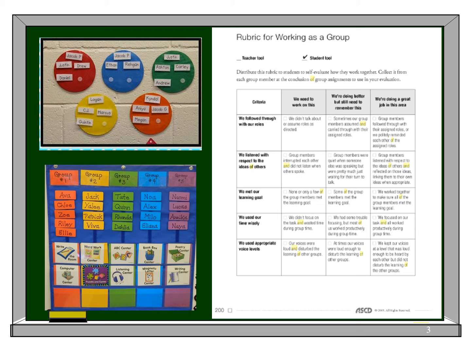In the distinguished teacher category, much responsibility is turned over to the students. A self-assessing rubric like this one will guide them in monitoring appropriate group behavior.